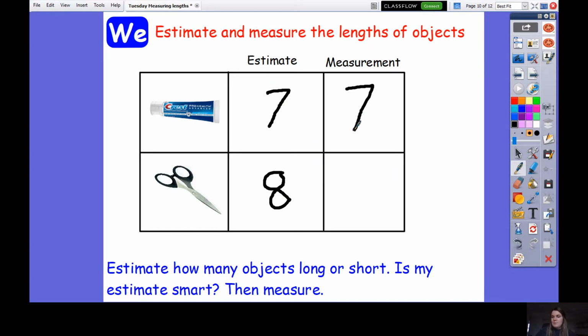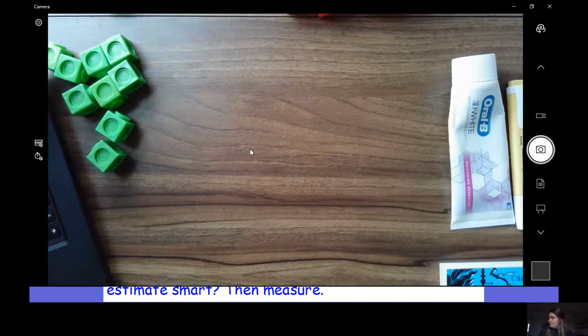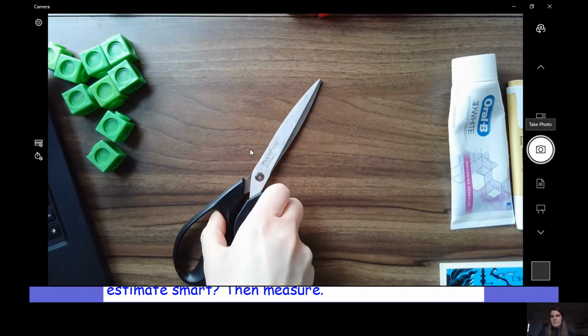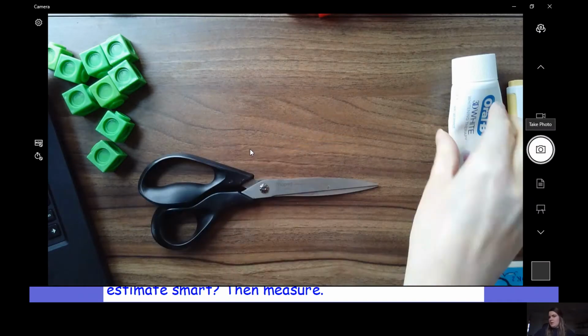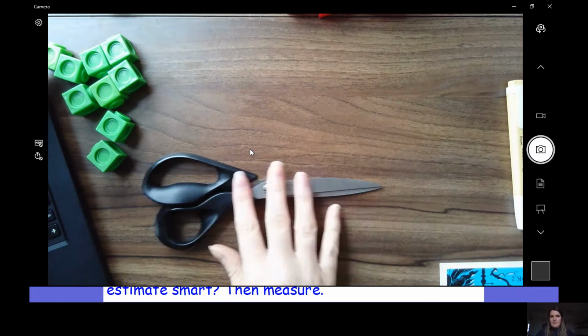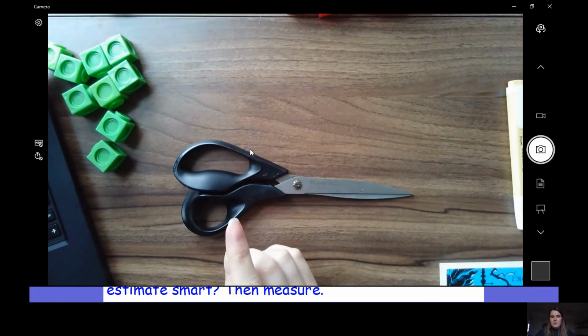Okay, what about the scissors? We estimated that the scissors was 8, so let's have a look. How many cubes do I get? 8. Fantastic. Let's move our toothpaste out of the way. Now, where do I start measuring my scissors?